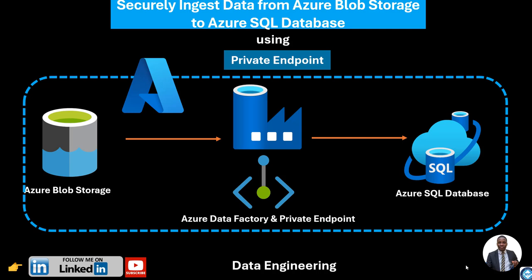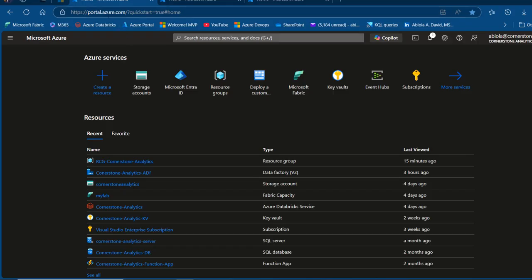In this video, I'm going to walk you through how to securely ingest data from Azure Blob Storage to an Azure SQL Database using the Azure Data Factory by configuring private endpoint for both services and creating a pipeline with copy activity. We can ensure that data remains within a secure network, preventing exposure to public internet. So let's get started.